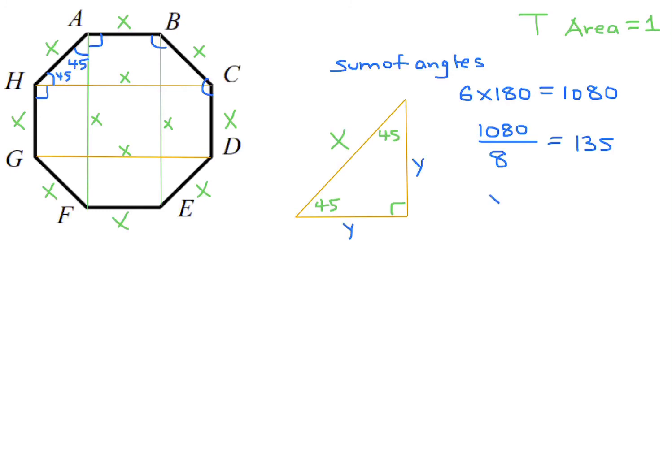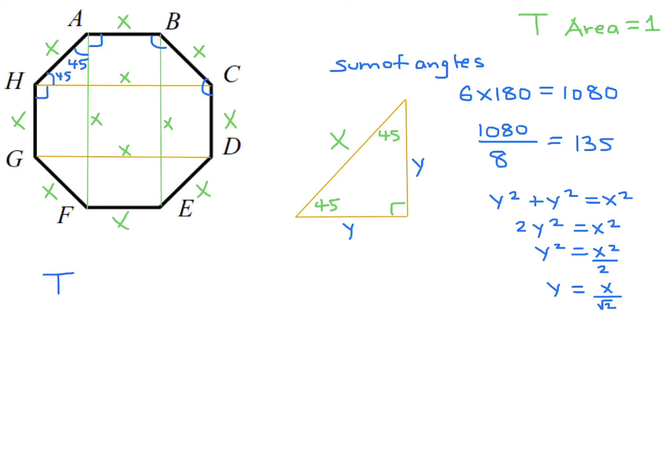And therefore, y squared plus y squared is equal to x squared. 2y squared is equal to x squared. y squared is equal to x squared over 2, and therefore y is equal to x over root 2. Okay? And at this point, I think we have it all. We just have to put it all together now.